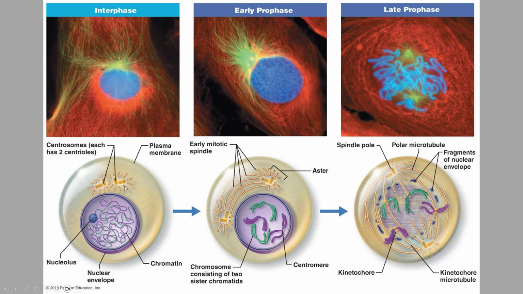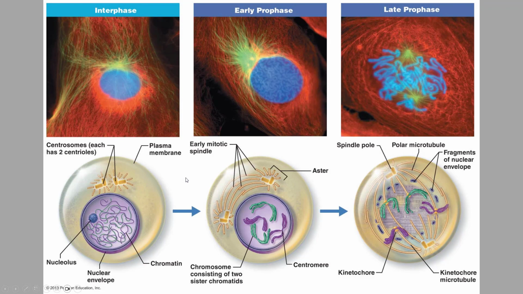Our centrioles, we have two centrioles within a centrosome. Here we have two centrioles within a centrosome. So the centrioles and the centrosome has duplicated. Means we're getting ready to go into mitosis.